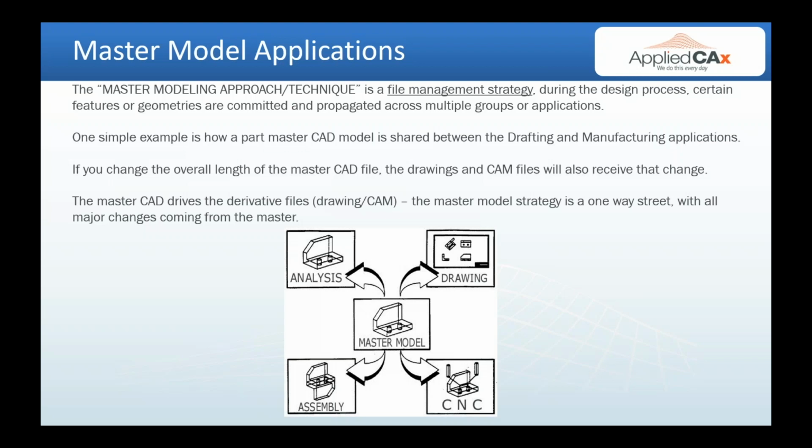There are a few specific details about the master model technique. The most important thing is that the master CAD model drives the derivative files. The master model strategy is a one-way street with all major changes coming from the master. So if you change any of your derivative files, such as if you're making changes to your drawing or your CAM program, those won't feed back into the master model. You have to change everything from the master model and propagate everything down. So the idea is this one-way editing approach.